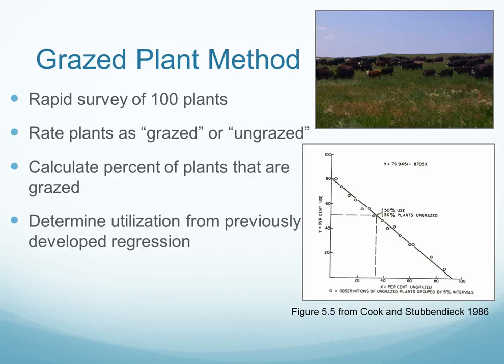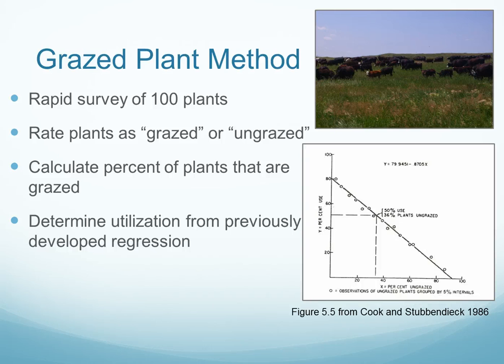relationship developed that has been determined based on another method of measuring utilization. So you can't use just grazed versus ungrazed to determine utilization itself. You have to actually determine the amount of utilization on a site and relate to that the number of plants or the percentage of plants that are usually grazed.